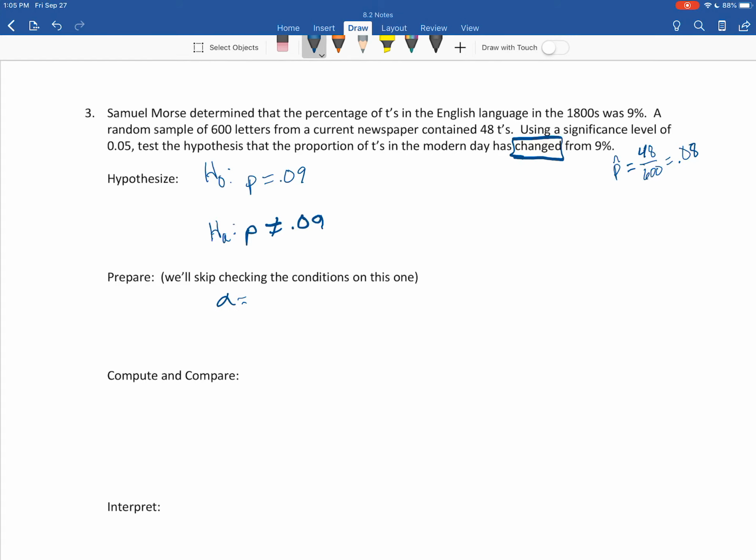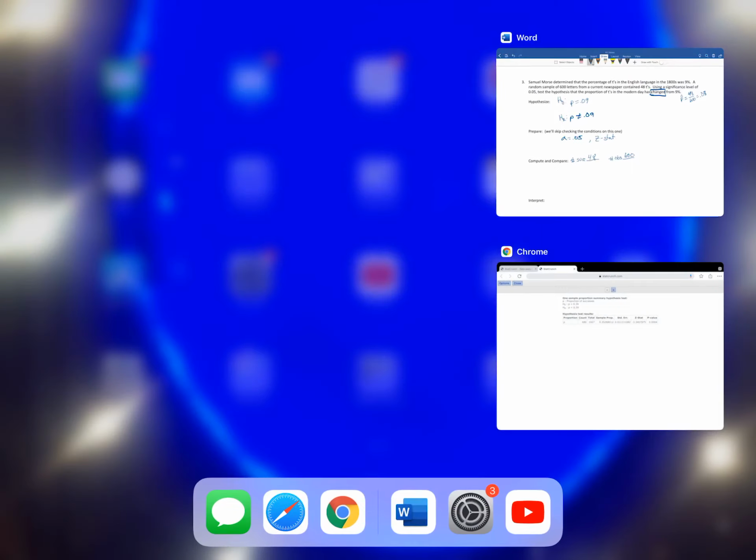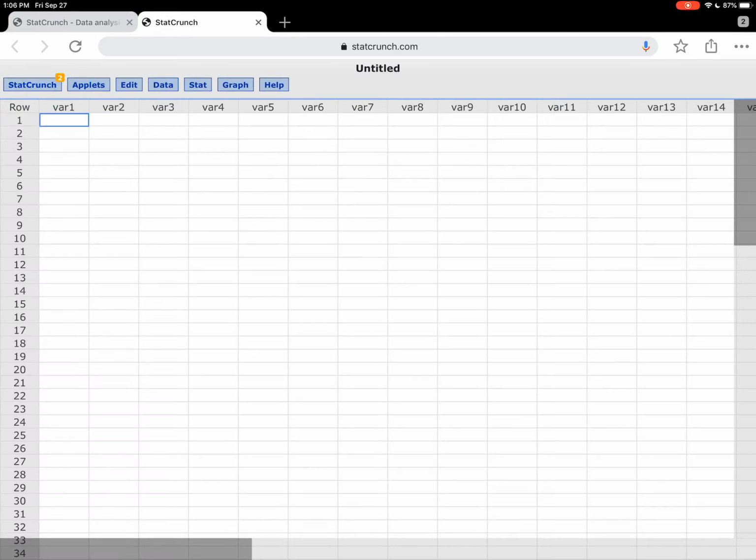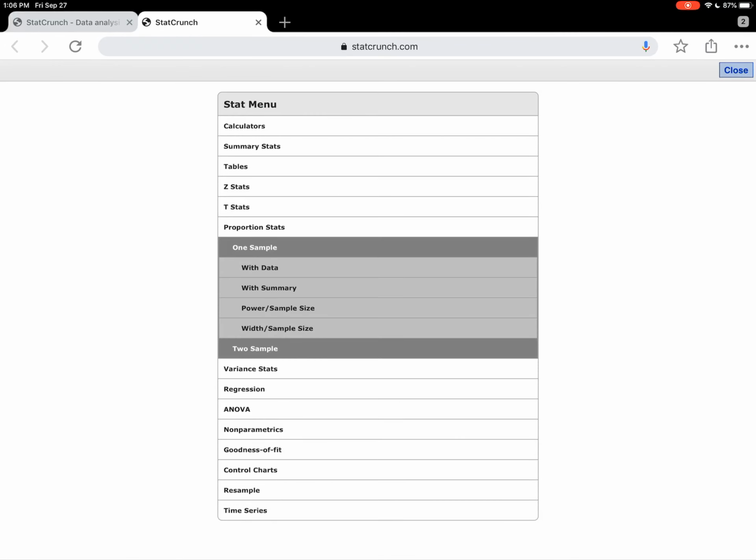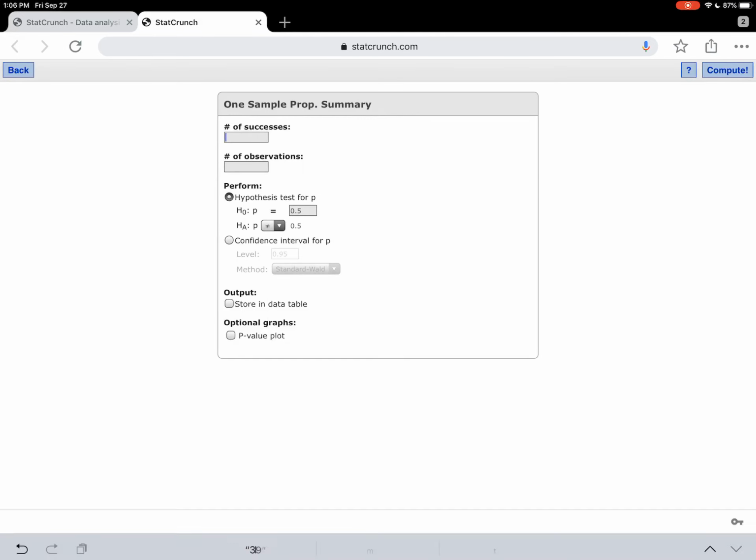Again, we're going to use an alpha of 0.05. Again, we're using the z-stat because this is all about proportions or percentages. I need to go to StatCrunch and do this, so I need to have my number of successes and my number of observations. So it was 48 out of 600. That's what I'm going to tell StatCrunch. Stat, proportion stats, one sample with summary again.